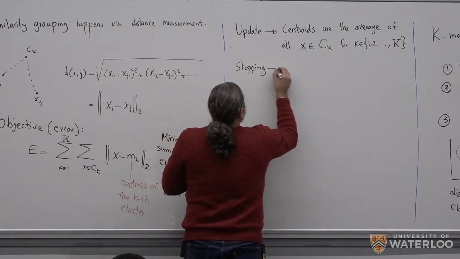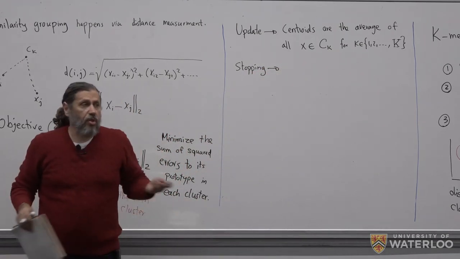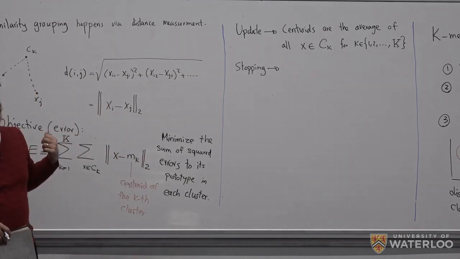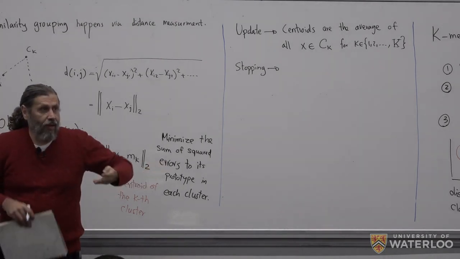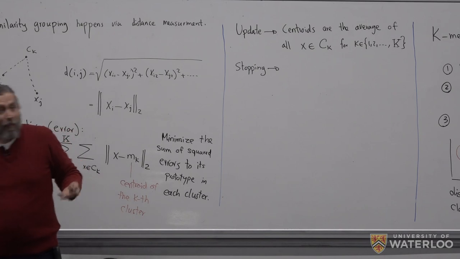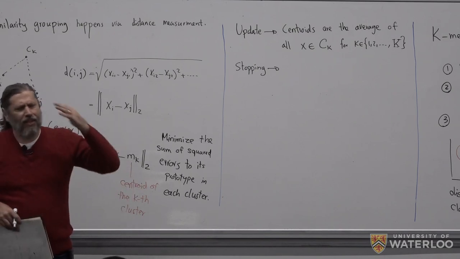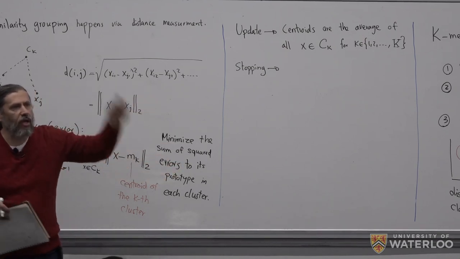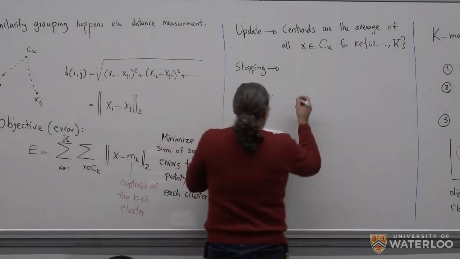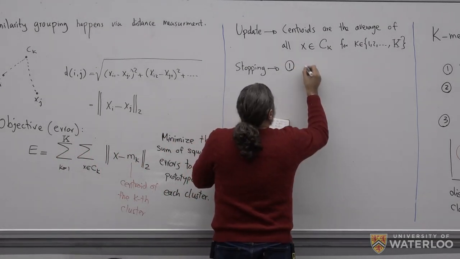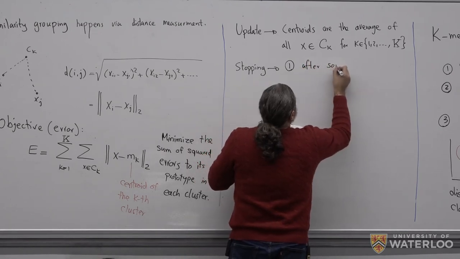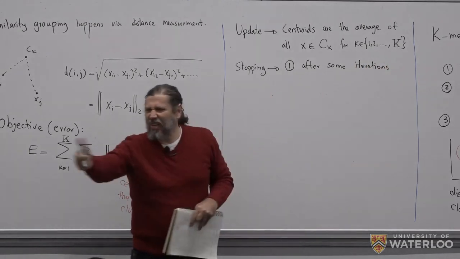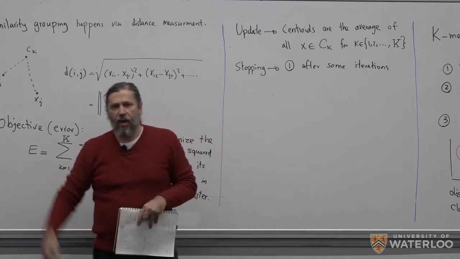So the only question that remains is stopping. You start with some initialization. You calculate the distances. You establish your objective function. You do the update. And okay, how long should I do this? Well, stopping is always a problem. That same question comes back with a neural network: when do you stop? How many iterations are enough? First, you can stop after some number of iterations. You can say, you know, after 5,000 iterations, stop. Give me whatever you have.